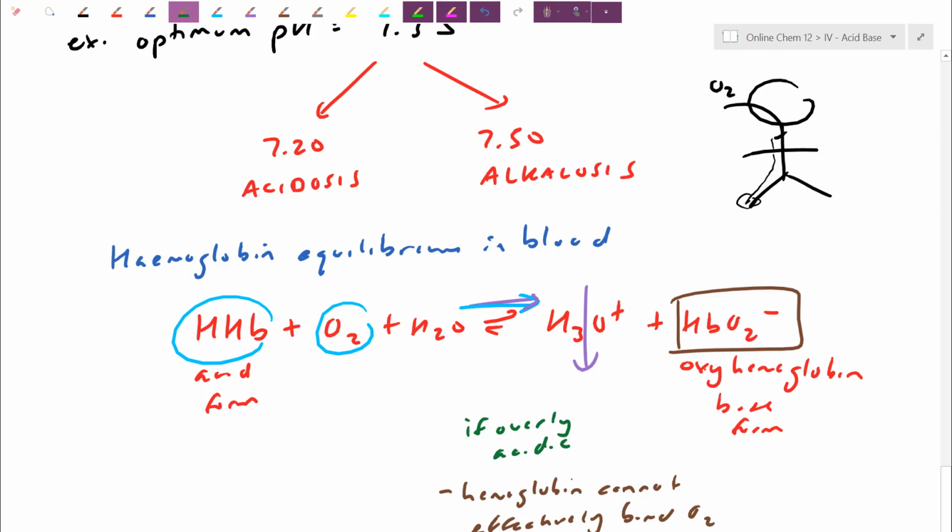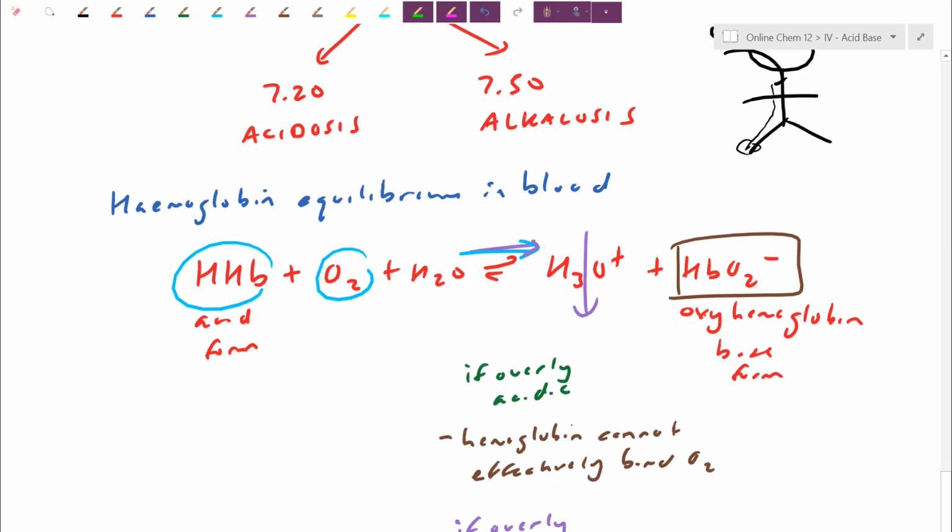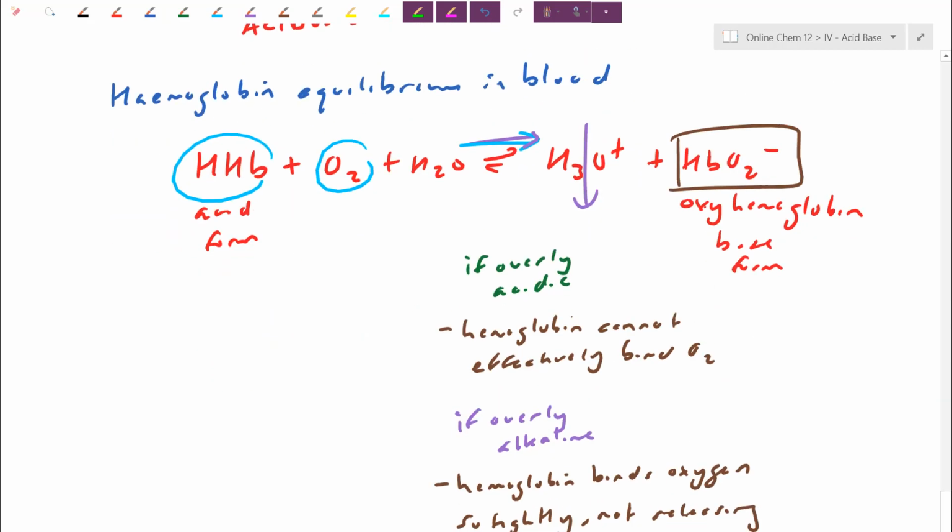Fortunately for us, there's two buffers that help maintain the system. If in your diet you drink a pop or have something acidic, those are pH 2, pH 3. Without buffer systems, the pH would drop way lower than 7.20. Fortunately, because we have other buffer systems, other equilibrium systems set up, we can help to moderate this hemoglobin equilibrium.